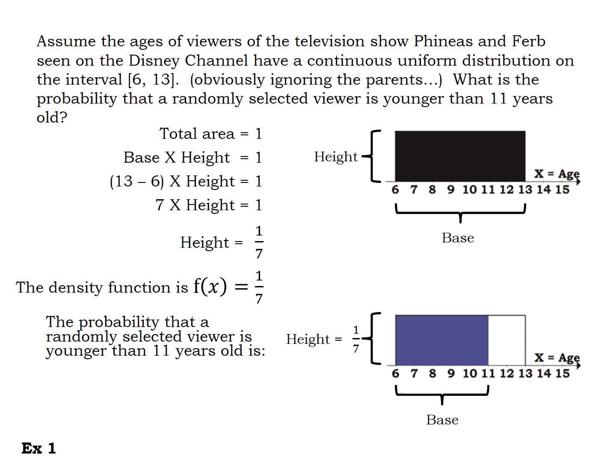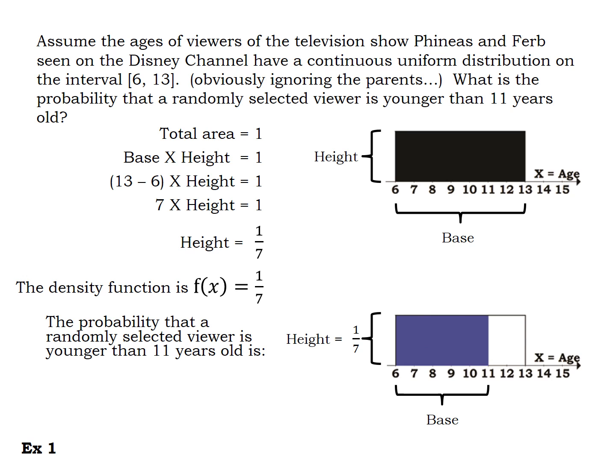Now, again, when we look at the entire population of potential viewers, they have a uniform distribution from 6 all the way to 13. So we have the same rectangle that we've had before, uniformly distributed with a height of 1/7 for all ages from 6 to 13.